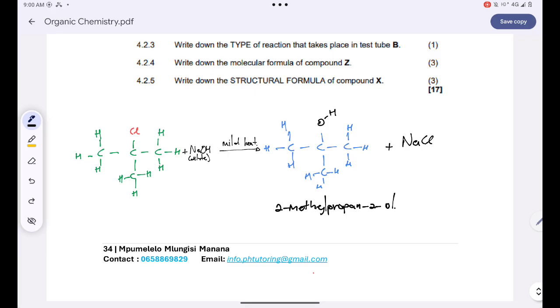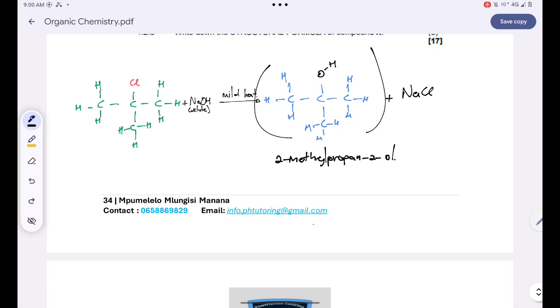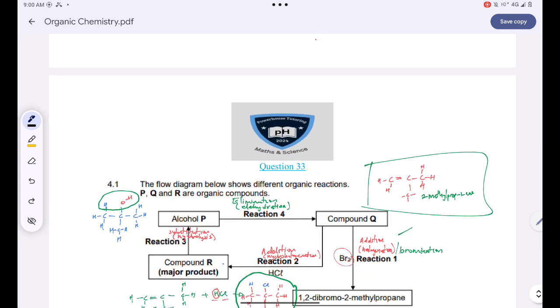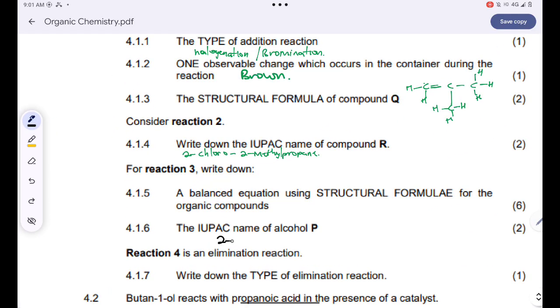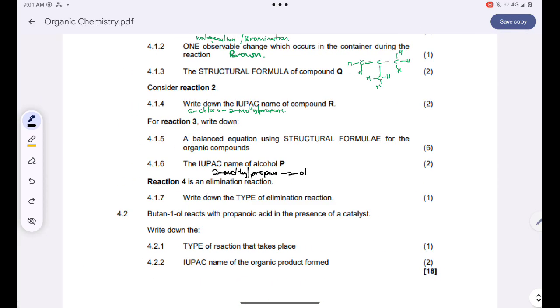So the IUPAC name of our organic product P is 2-methylpropan-2-ol. 2-methylpropan-2-ol, né? That's 2-methylpropan-2-ol.